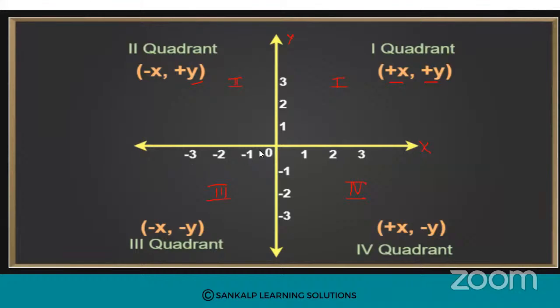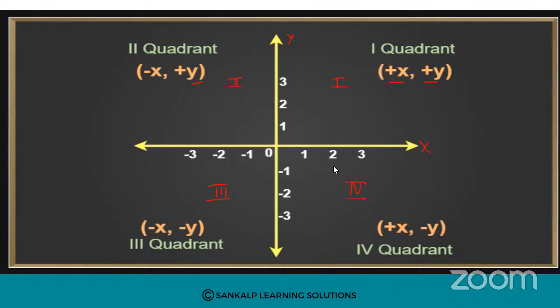Negative numbers on the x-axis and negative numbers on the y-axis. So we call it as a minus x minus y. Means negative numbers on the x-axis and negative numbers on the y-axis. Third quadrant contains both negative numbers. Okay. And this fourth quadrant.